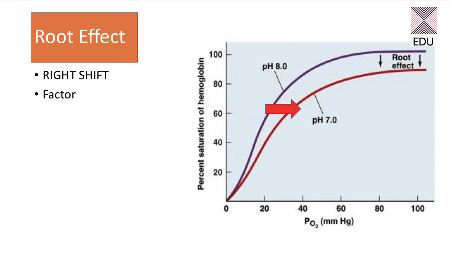So what are the factors? The factor is the pH. We are not talking about the partial pressure of carbon dioxide, and we are not taking up the temperature as a factor. Here we only take up the pH as a factor for this right shift. So the root effect will decrease the percentage saturation of hemoglobin. At the tissue level, if pH is decreased, it will give off the gas.